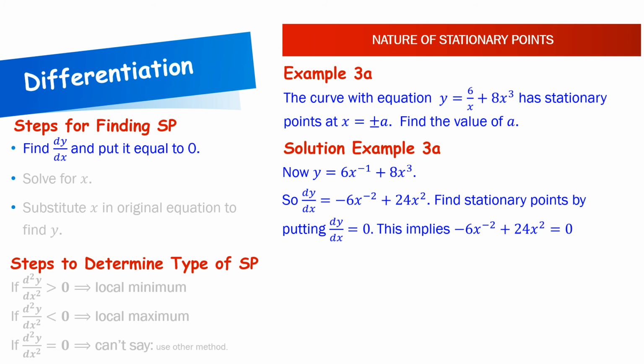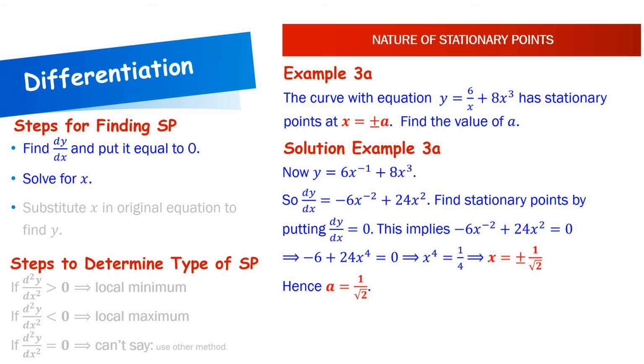Now let's put dy/dx equal to 0 to find the stationary points. So of course this implies minus 6x to the minus 2 plus 24x squared equals 0. And so multiplying out by x squared gives us minus 6 plus 24x to the 4 equals 0. And solving for x gives us x to the 4 equals 1 over 4. And therefore x equals plus or minus 1 over root 2. Hence we have that a equals 1 over root 2.